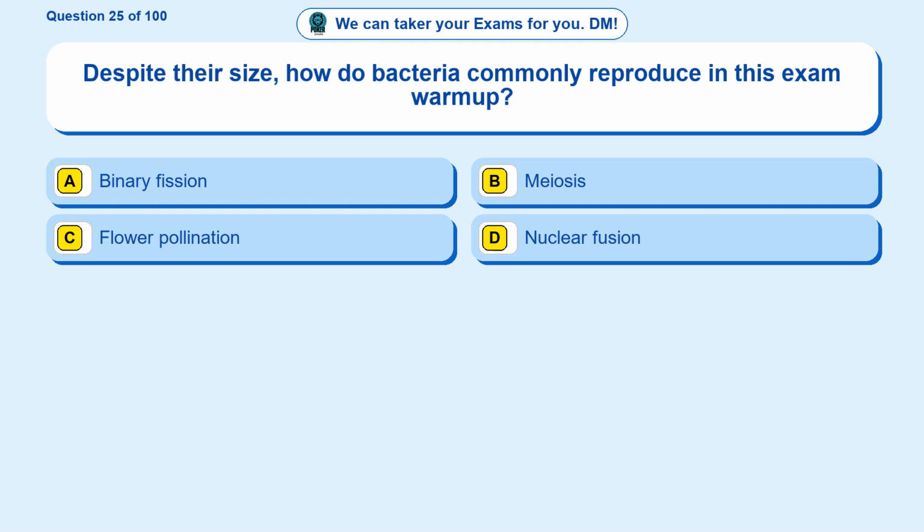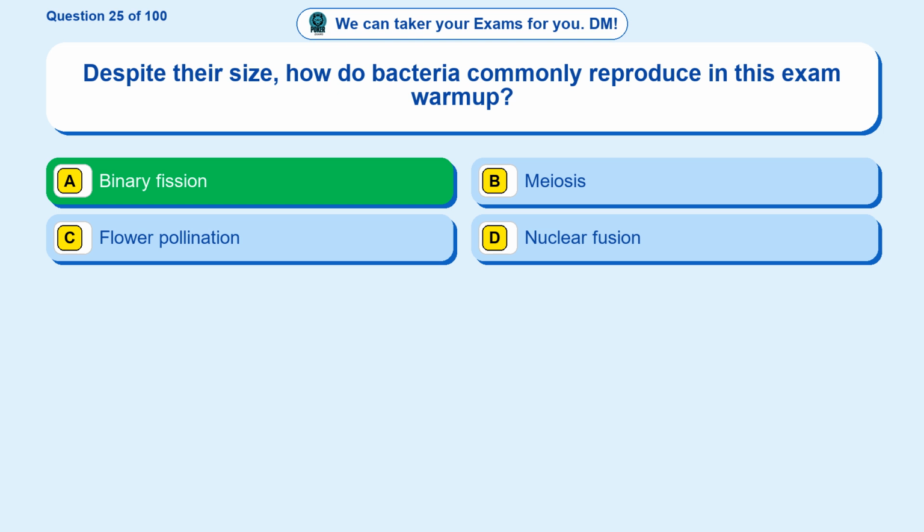Question 25. Despite their size, how do bacteria commonly reproduce in this exam warm-up? Option A, binary fission. Option B, meiosis. Option C, flower pollination. Option D, nuclear fusion. The correct answer is option A.